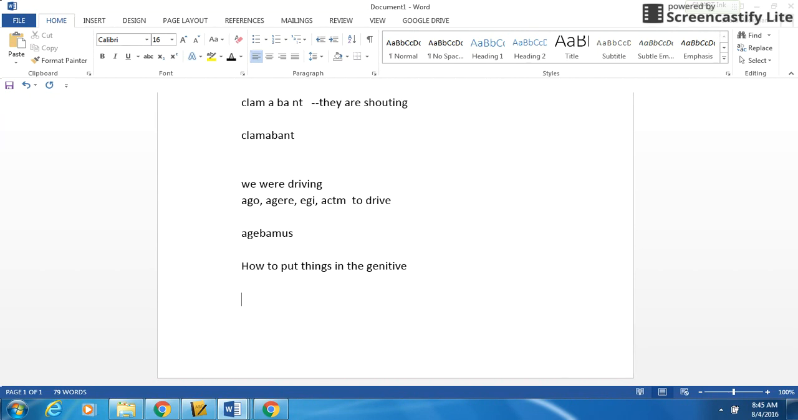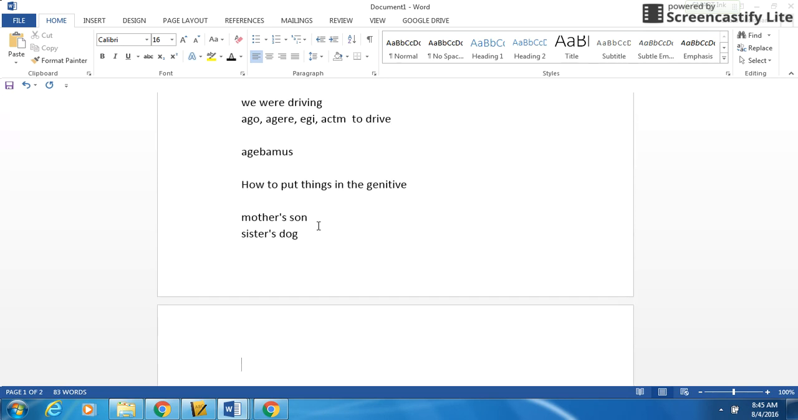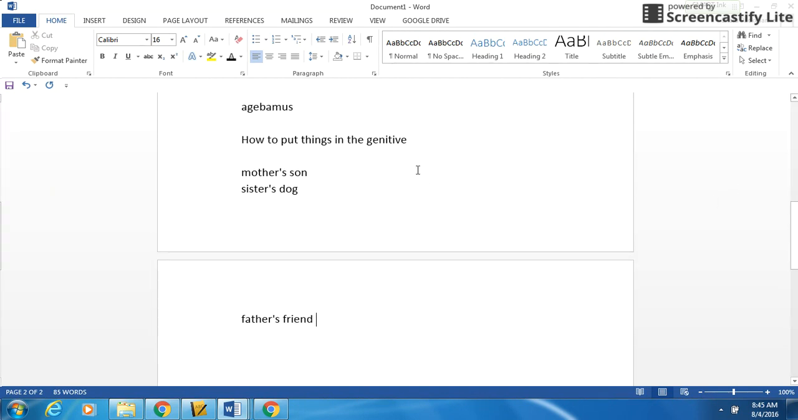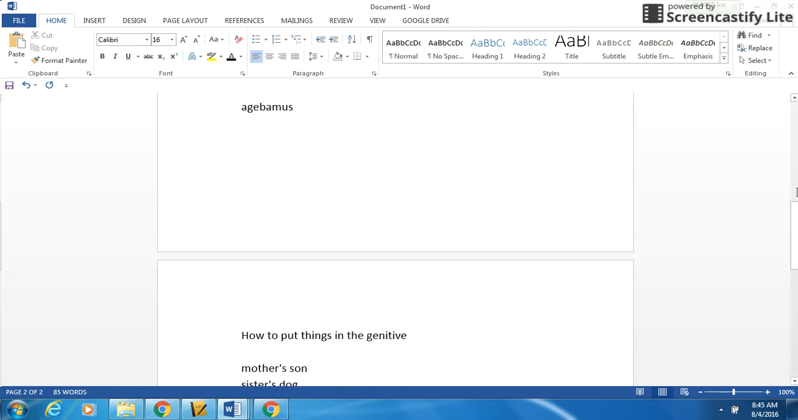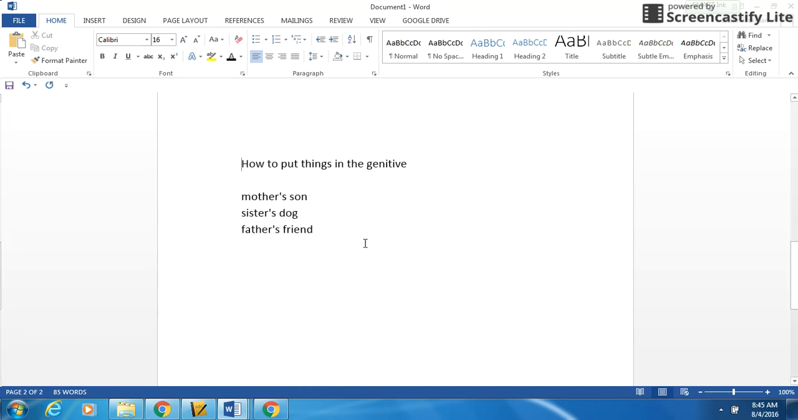Okay, so what I'm going to give you are phrases like mother's son, or sister's dog, or, I don't know, I'm thinking of other things, father's friend, stuff like that. And you're going to have to analyze these phrases in order to put them in the right forms. This is not easy, but it can be done.